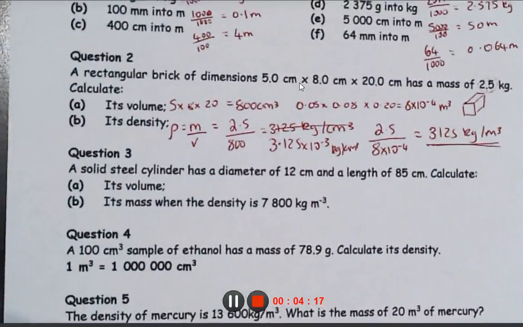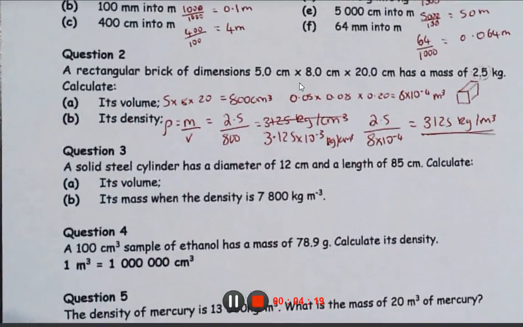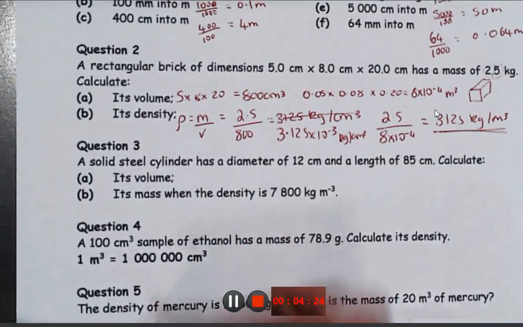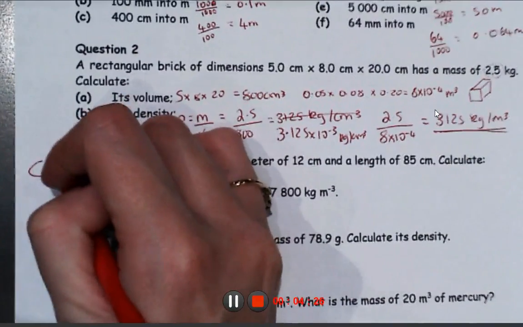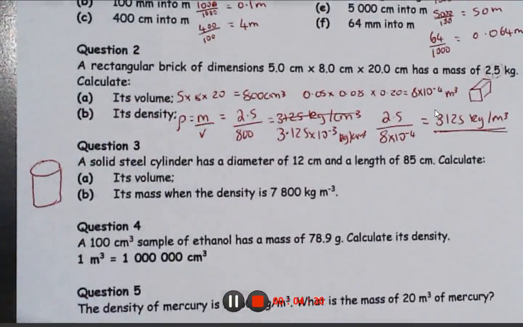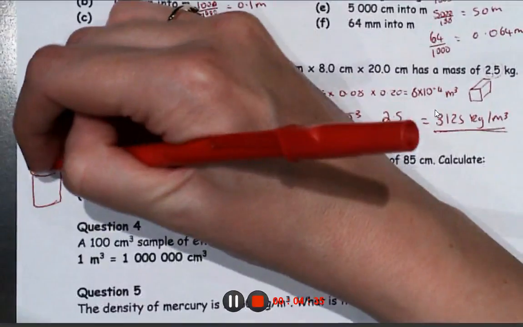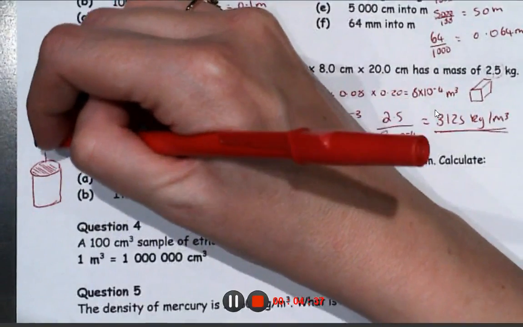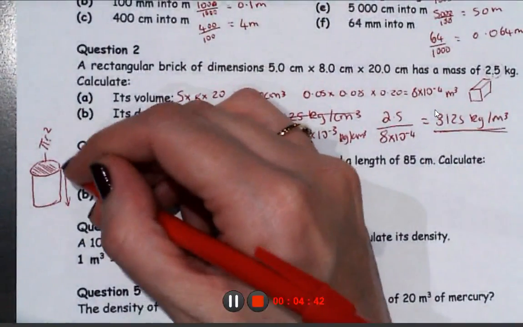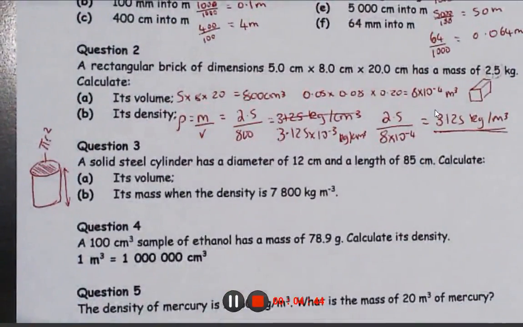Okay, question 3. We've got a solid steel cylinder and it has a diameter of 12 centimetres and a length of 85 centimetres. Calculate its volume. Now, the volume of a cylinder you should be able to figure out in maths. You want this area here, which is pi r squared, and then you can multiply that by the length here. So our volume is going to be pi r squared, okay, times the length.